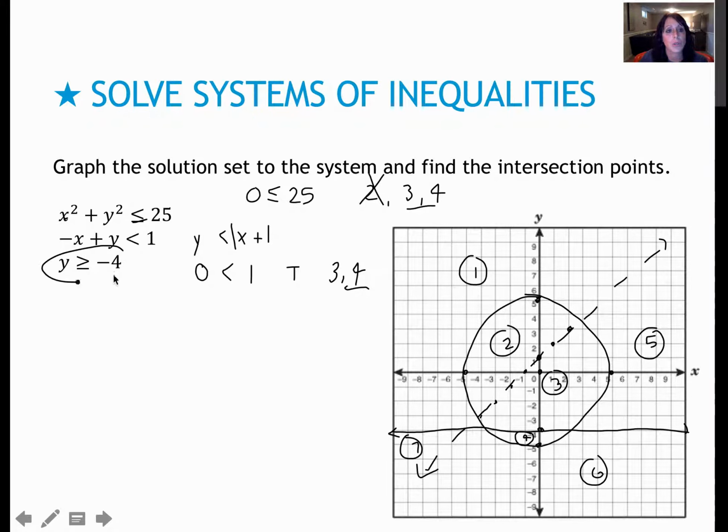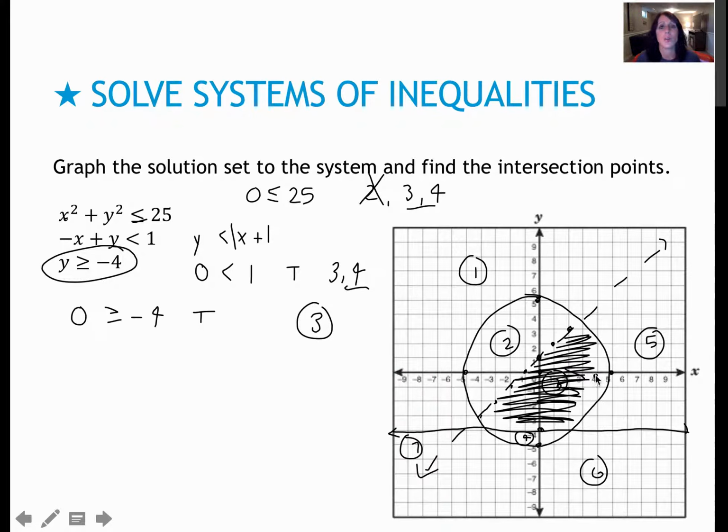To decide, we'll use, of course, our last one, so use 0, 0. 0 is greater than or equal to -4. True or false? 0 actually is greater than -4, so that's true. So from this line, it should be shaded towards 0, 0. So between 3 and 4, it must be 3. So zone 3 is this region in here, and that is the one that is shaded.